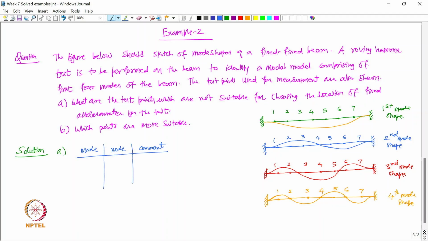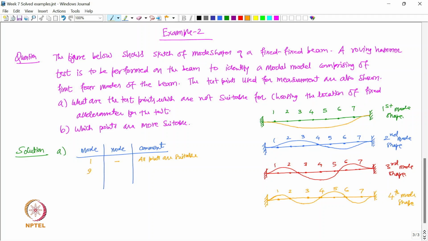So, if I write the first mode here, mode number 1, you can see it has no node, it is a fundamental mode, right. So, all points are okay for this mode. We will simply say that there is no node, nil, and all points are suitable, at least from this perspective, right. Among them again we can have our preference.